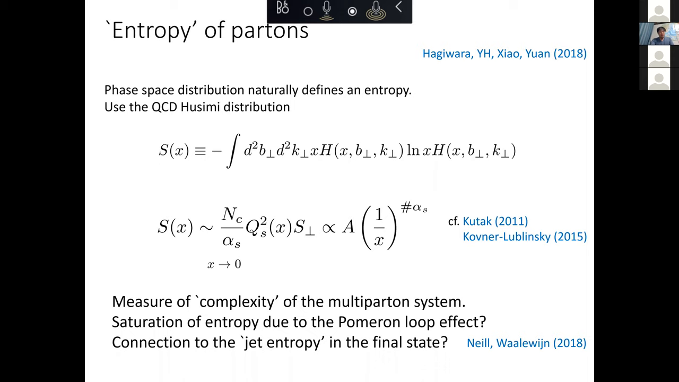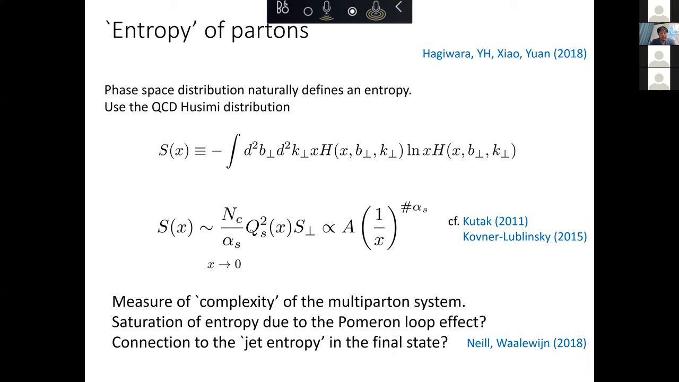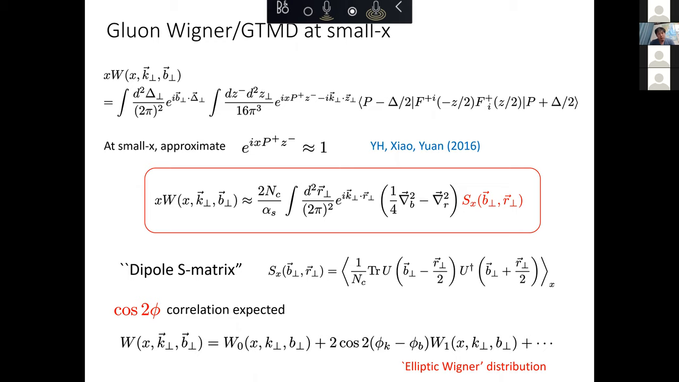Okay. All right, so that's one aspect of the Wigner distribution. And as I repeatedly emphasize, something interesting happens if you go to the small x region, where there are lots of gluons, so it's interesting to talk about the phase-space distribution function. In fact, in the small x region, there is an enormous simplification in terms of theory. That is because we can connect the Wigner distribution function to something quite well known in the literature, called the dipole S matrix.